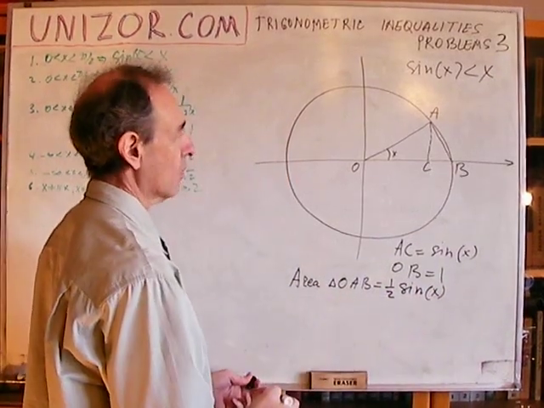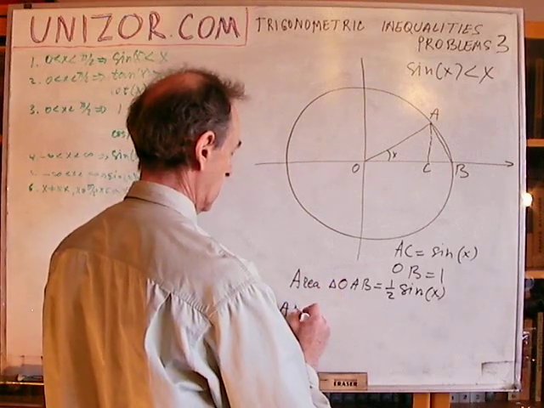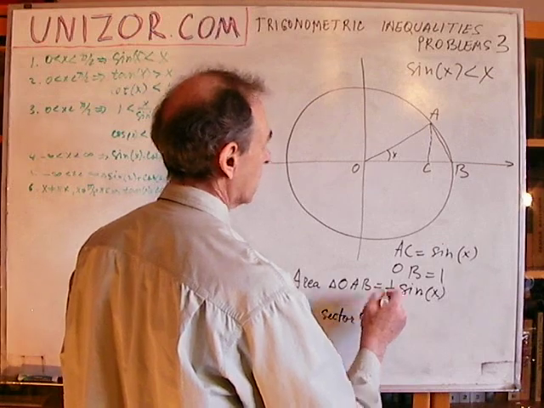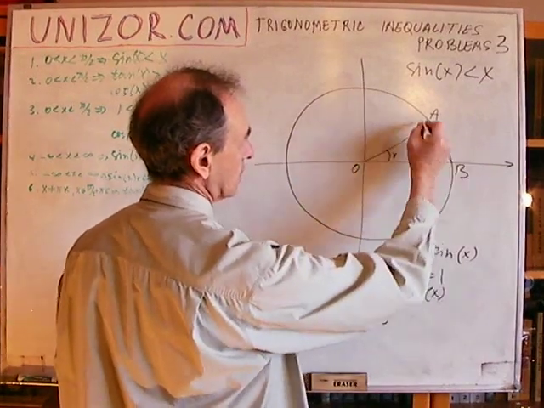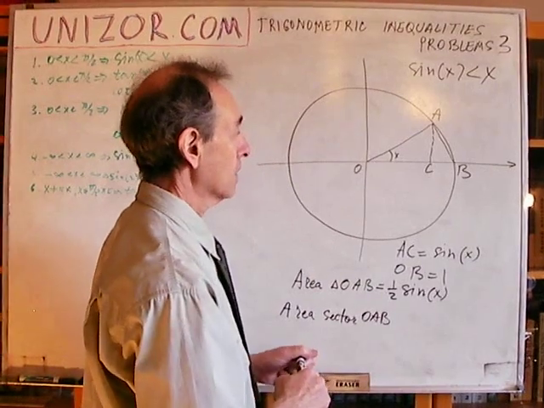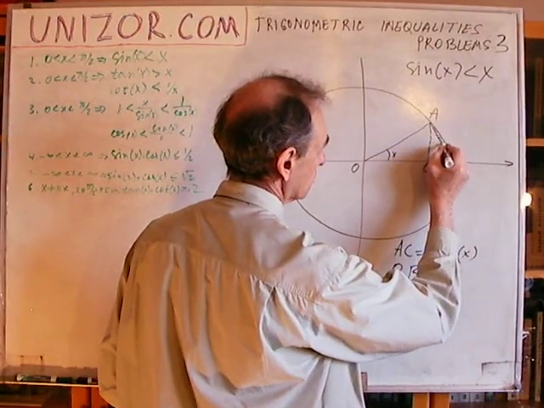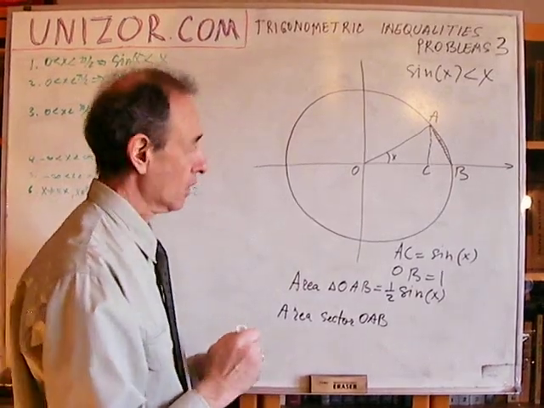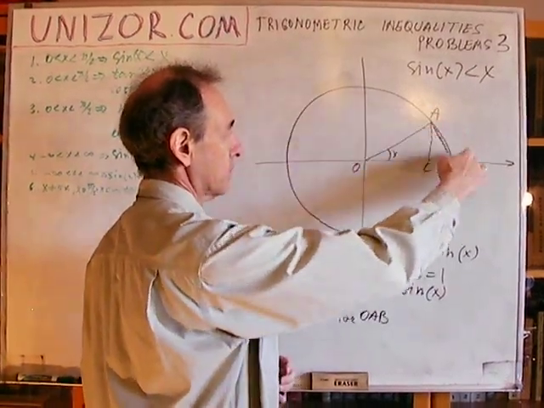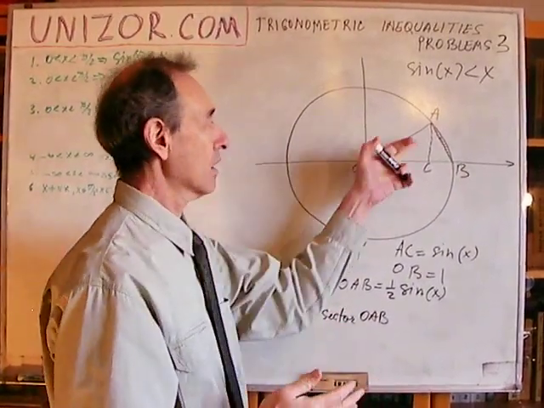So that's the area of triangle OAB. Now, how about the area of a sector OAB? A sector is like a piece of pie, basically. It's a slice of pizza, all right? Now, number one, obviously it's bigger than the area of a triangle by this little piece, right? The chord is always inside the circle, so the area of the sector is definitely greater than the area of triangle OAB.